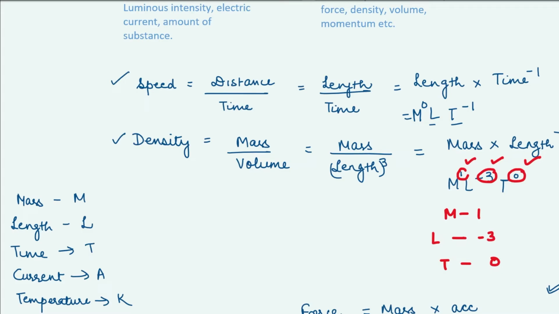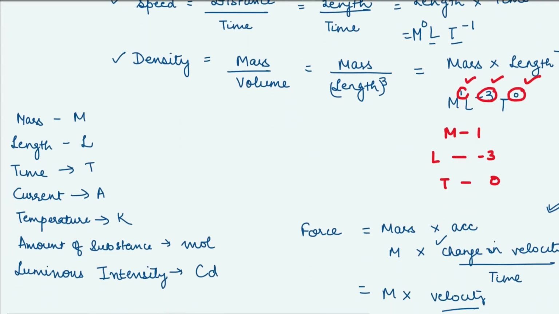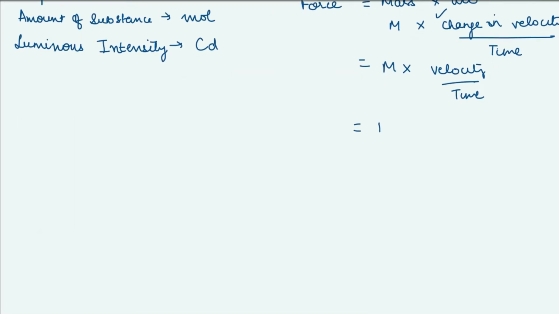Okay, because velocity is displacement upon time, so that is length upon time only. So I can write here, this is M, this is LT minus 1 upon T. So MLT minus 2. Now here we have to note one more important thing. We always put a square bracket. Now why do we put a square bracket here? What is the purpose of the square bracket?